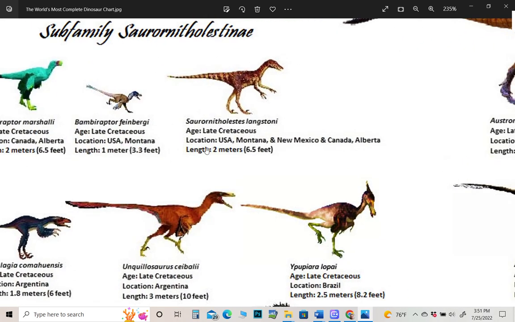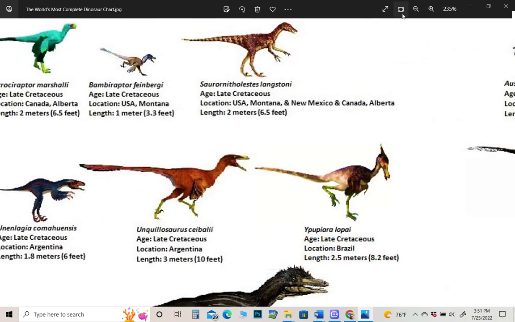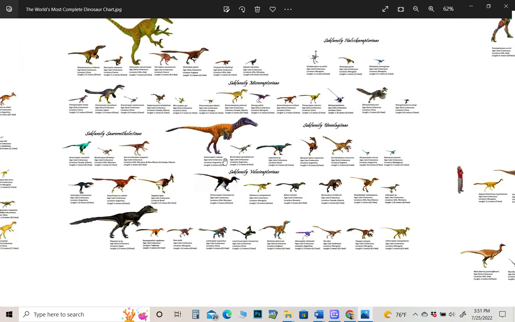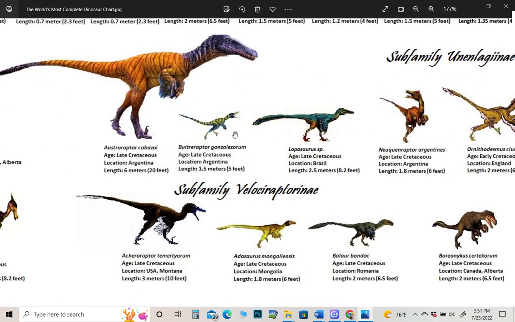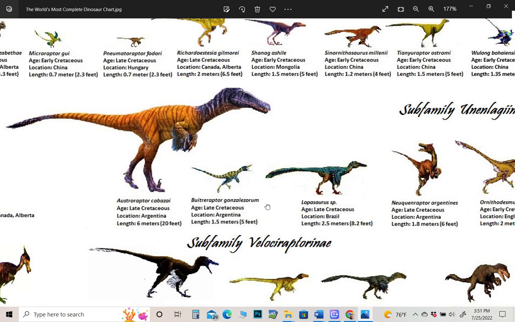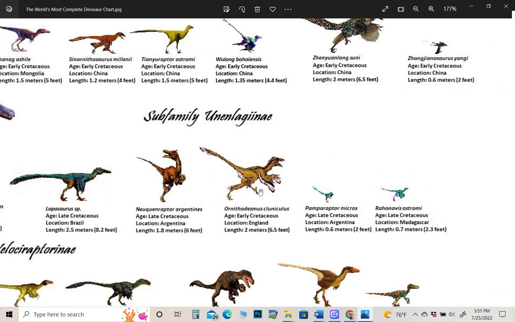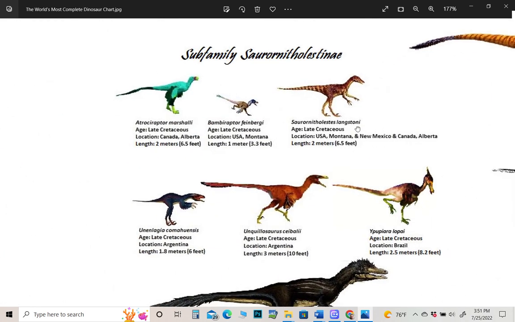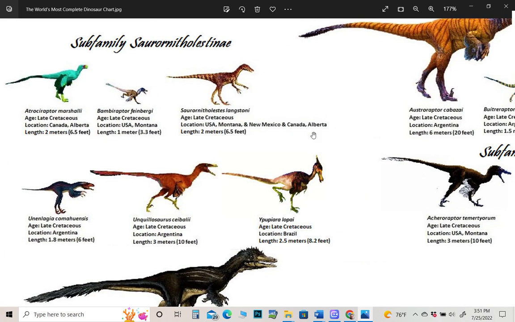Atrociraptor, Bambiraptor, Sauroornitholestes, and wait a minute, that's just 3. Sorry, that's just 3 in those, and then this goes down to the next level here. It's not the same family; it's just in line. So, Austroraptor, Brutriraptor, Loposaurus, Nequenraptor, Ornithodesmus, Pamparaptor, Rhonavis. By the way, Ornithodesmus shared a name with a Pterosaur, which then got renamed, which we'll get to later when we get to the Pterosaur subchart. Then there's Rhonavis. Okay, then we have Unenlagia, Ankylosaurus, Yapupiara.